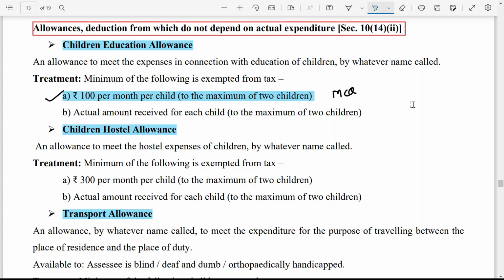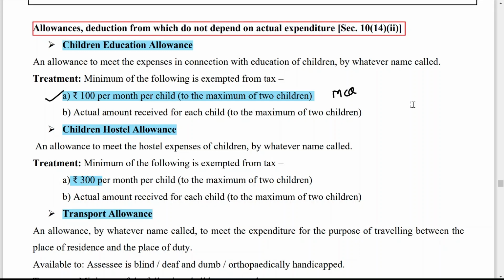In this the amount is 300, whereas the education allowance amount is 100. And here also a person will get deduction for a maximum of two children. But remember students, this is a maximum amount. If he receives only 80 rupees per child, then he will get a deduction of 80 rupees only. But if it is more than 100, like if the person has received 180 rupees, then in that case the maximum deduction of 100 rupees is available.